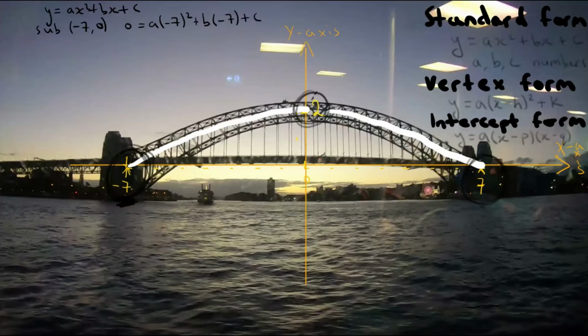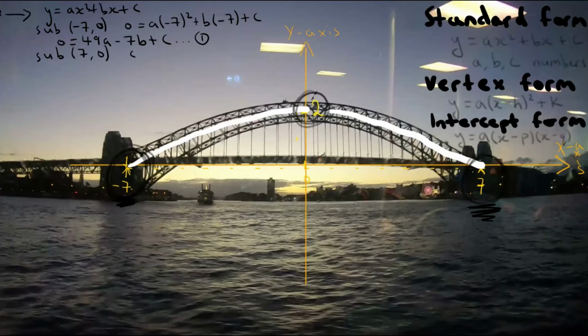Okay, and to simplify this a bit further, we will have 0 is equal to negative 7 times negative 7, negative times negative is positive, so we have 49a minus 7b plus c. Okay, and we will call this our equation 1. And then the next point that we can sub is 7, 0. So that is this point here on the right hand side. So sub 7, 0, and again putting it back into this original equation over here.